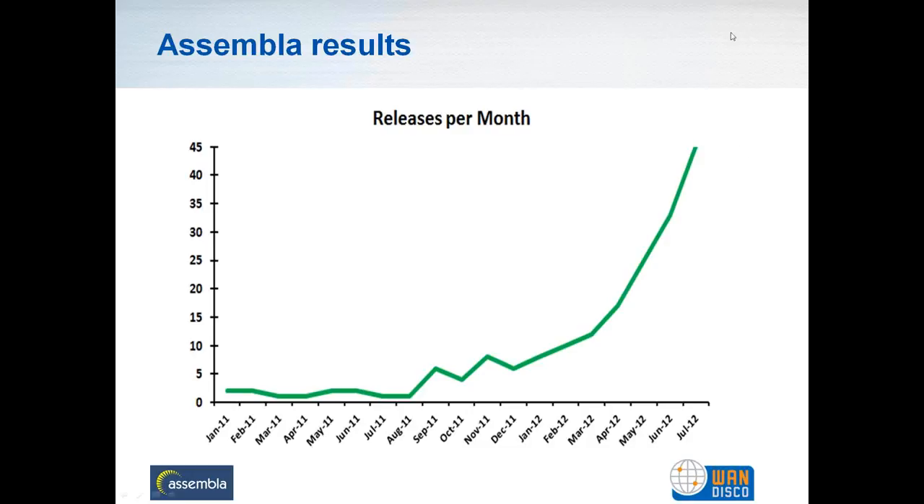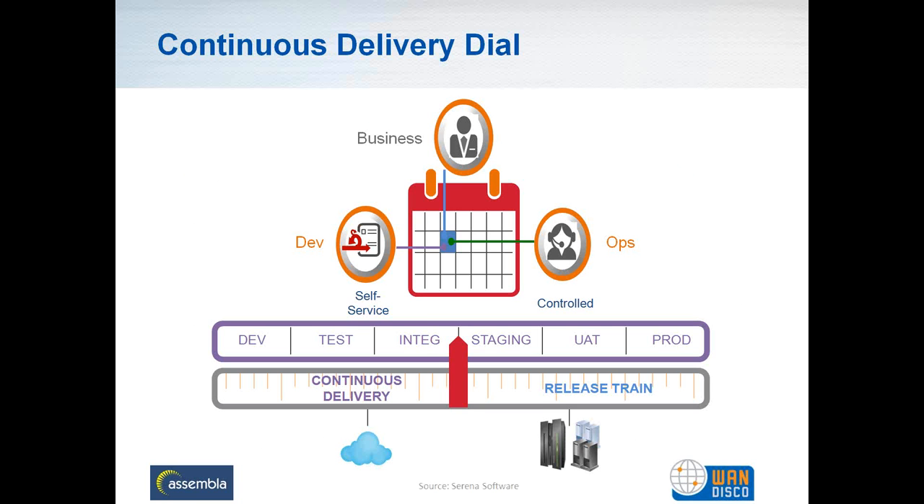And in fact, by now it's up over 4 per day. That's about 2.5 per day. So we found advantages to releasing smaller releases more frequently.